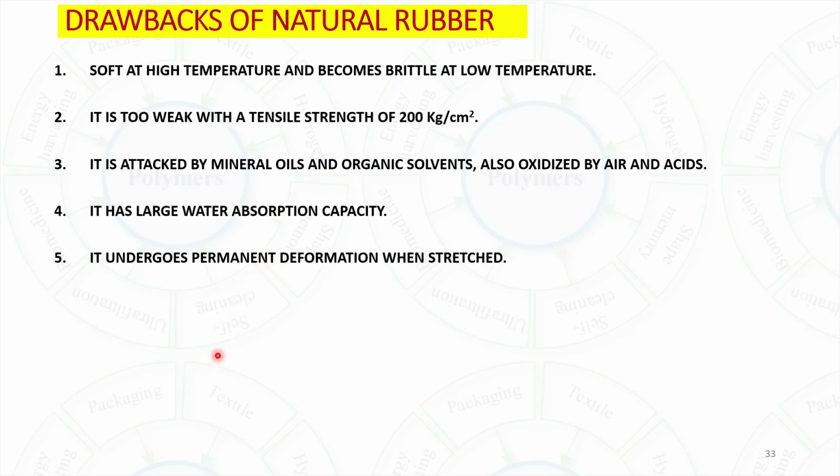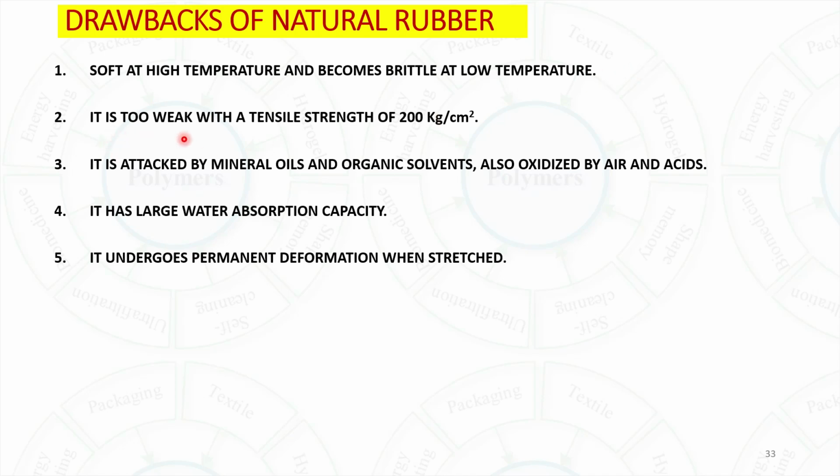Now see the drawbacks of natural rubber. What are the drawbacks? It is soft at high temperature and becomes brittle at low temperature. If the temperature is very high, it becomes soft, and if you cool it down, it will have a brittle nature. Due to these two properties, the applications are very, very limited. You need to improve the properties.